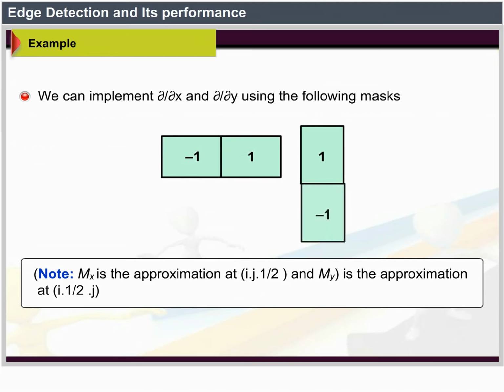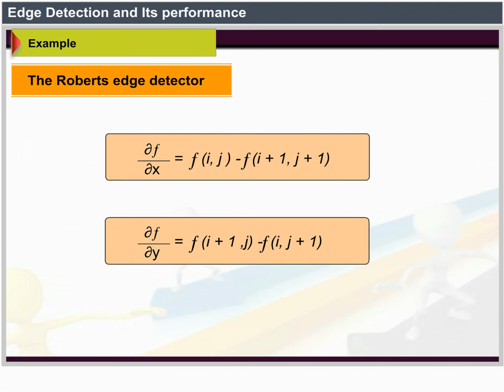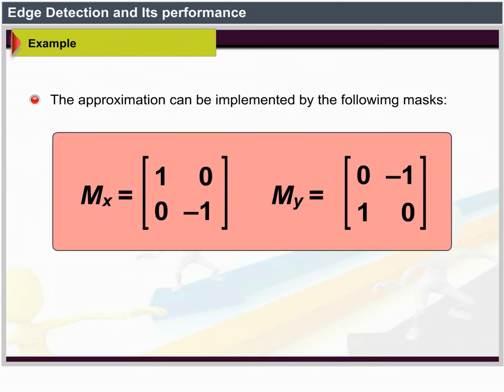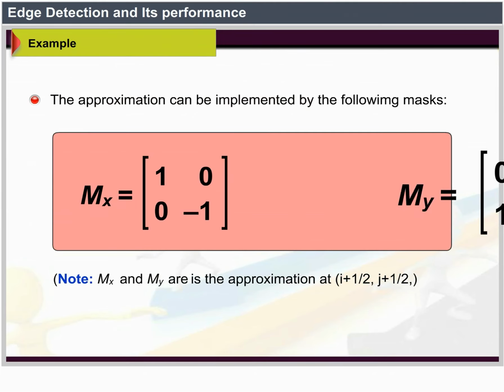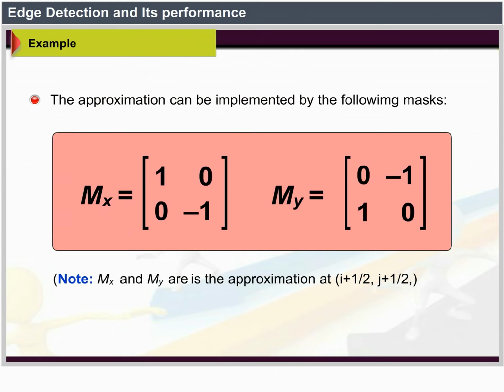The equations for the Roberts edge detector can now be seen on the screen. The approximation can be implemented by using the following masks. Note, mx and my are the approximation at i plus 1 by 2, j plus 1 by 2.